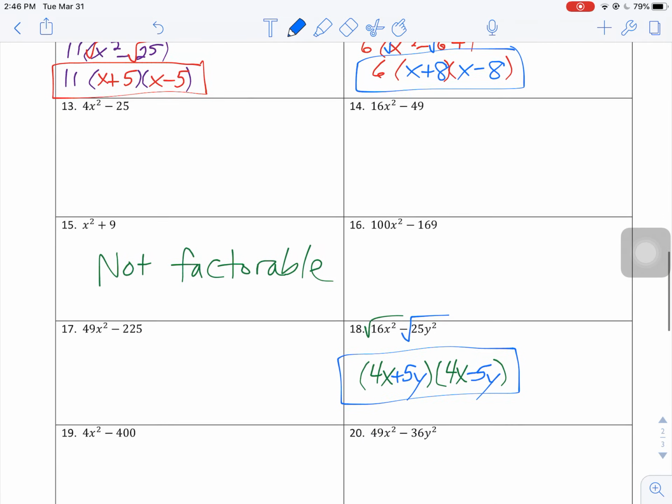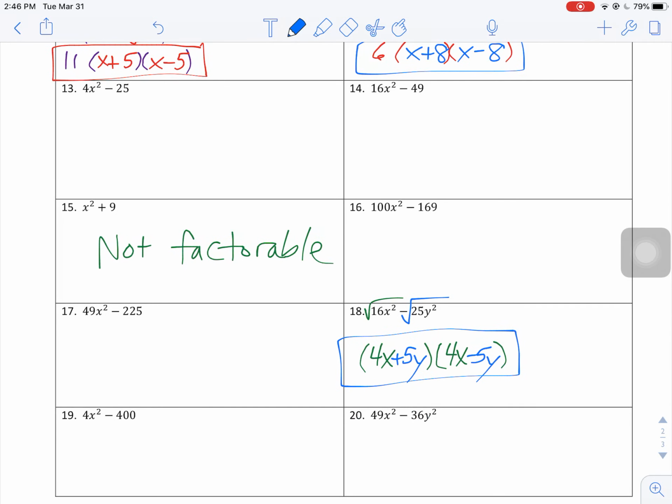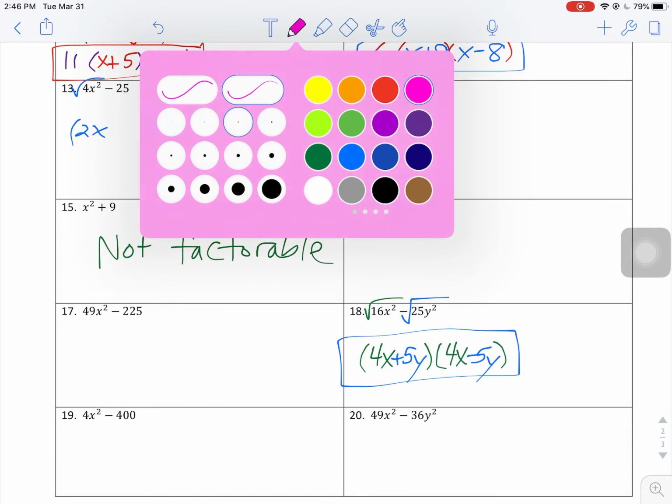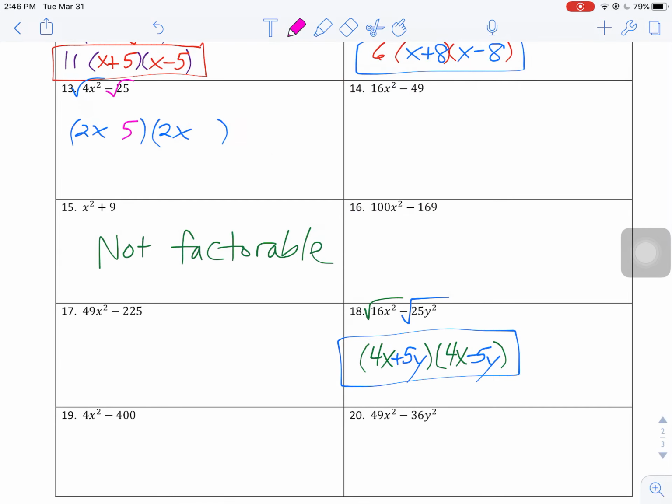On 13, is there a GCF other than 1? No. Is it subtraction? Yes. Is it only two terms? Is it a binomial? Yes. And are both terms perfect squares? Yes. So square root of 4x squared is 2x. Square root of 25 is 5. Make one positive, make one negative.